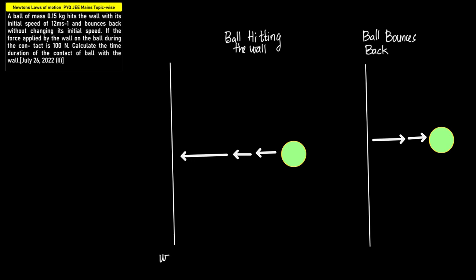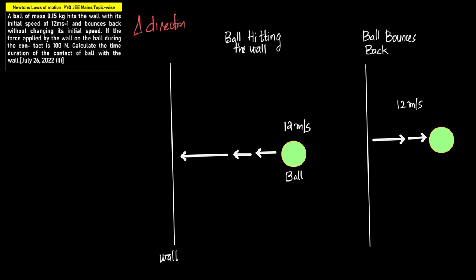So we have a wall, right, and a ball is hitting the wall, and then it is bouncing back. So this is what happens when the ball is hitting the wall and then the ball is bouncing back. So it is given that the speed doesn't change, right? Speed doesn't change, which means there is a change in the direction but not in the speed. So what is the speed? The speed is given to us as 12 meter per second, and the speed is also given to us as 12 meter per second.